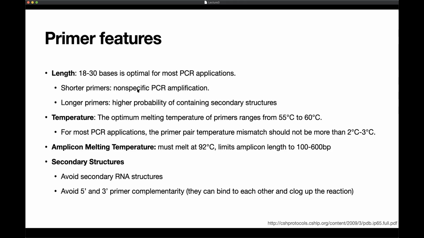If you make them shorter, they'll be non-specific, so they'll amplify everything. Longer primers, because it's a nucleic acid molecule, can have secondary structures. So it can fold on itself, can create stems and loops and slow the reaction. There's a very specific temperature range in which this happens. So your primers have to melt between 55 and 60 degrees Celsius. And the forward and the reverse primer also need to melt at about the same temperature.